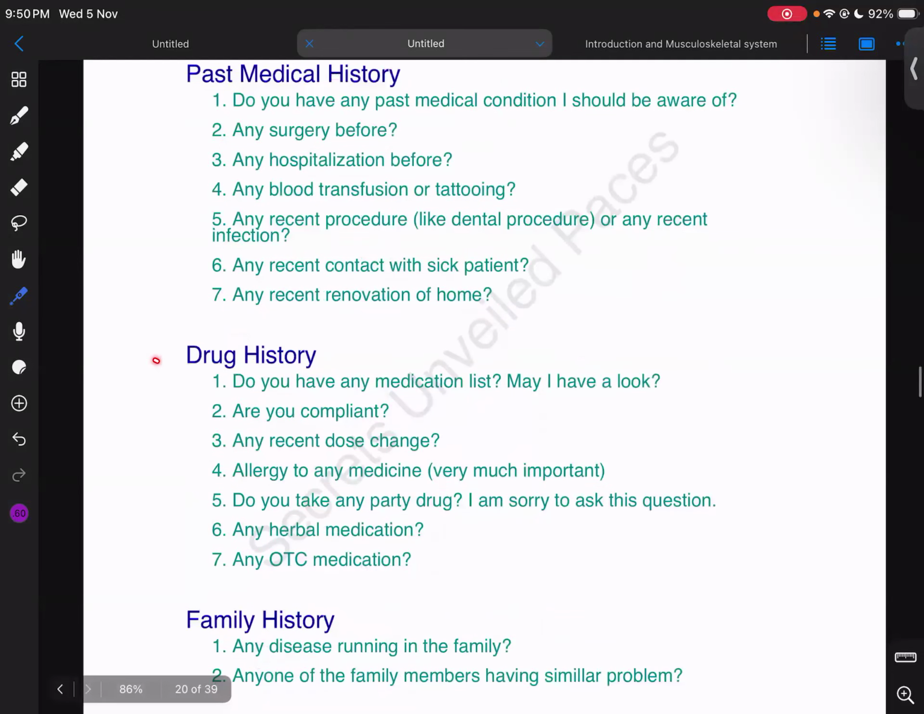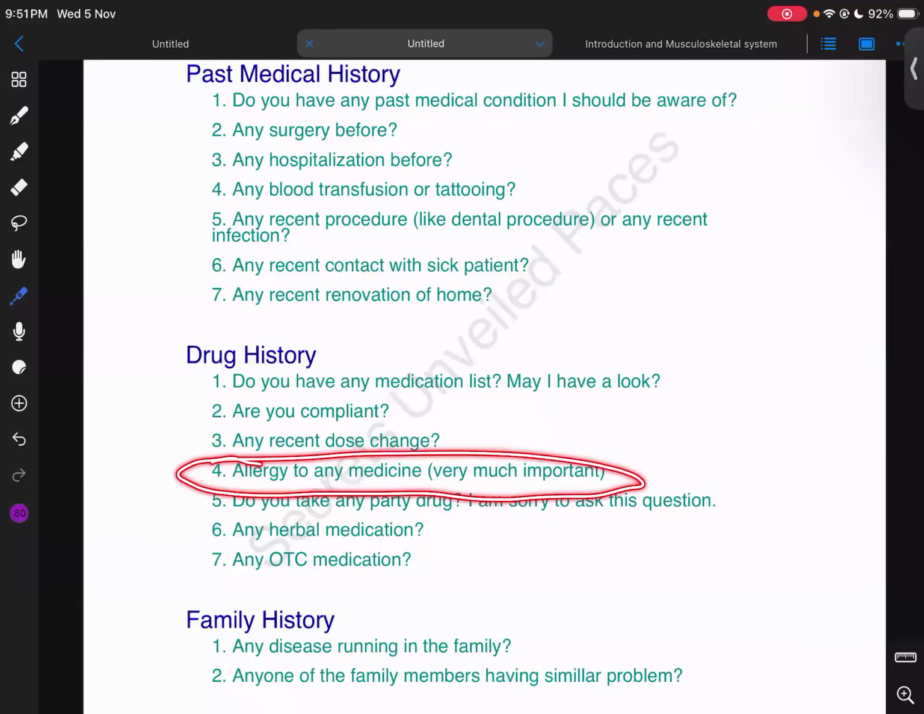Then in the drug history, we have to ask, do you have any medication list? May I have a look? We have to check for the compliance. The most important thing in the drug history is the medication allergy. I'm telling it, the most important thing in the drug history is the medication allergy that most of the candidates don't ask, because this is very much crucial for the UK examiner. They like it a lot.